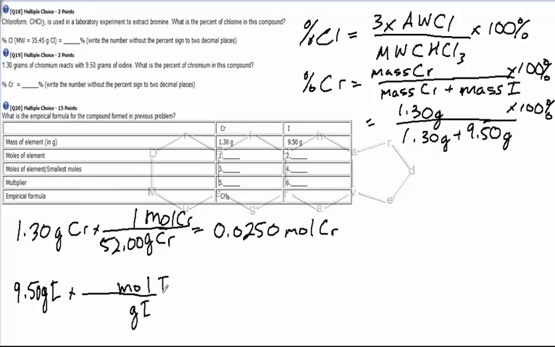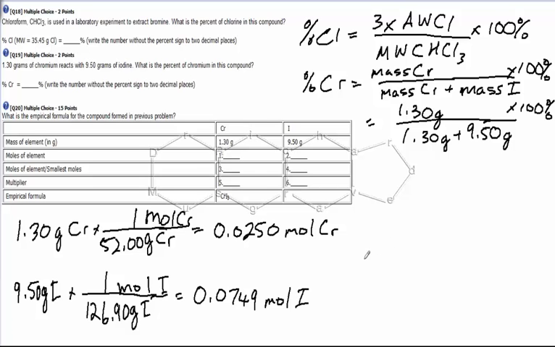Over here we'll have the mass of iodine, grams of iodine on the bottom, moles of iodine on top. 1 mole of iodine, 126.90 grams of iodine, and that's going to be 0.0749 moles of iodine.